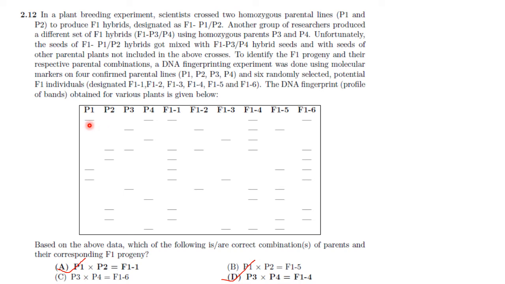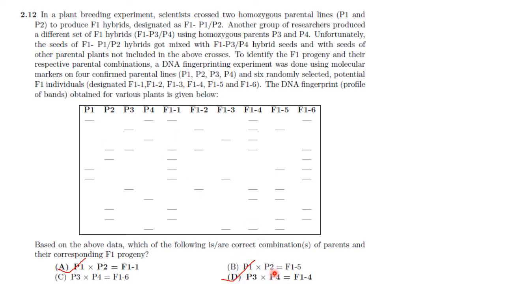Now this band present in P1 is present in F1 also. Then these two bands present in P2 are present in F1 also. Now these two bands present in P1 are present in F1 also. Then this band present in P2 is present in F11. Then this band present in P2 is present in F11. So the P1 by P2 cross will have the seeds F11. Okay, we checked the matching of the bands.